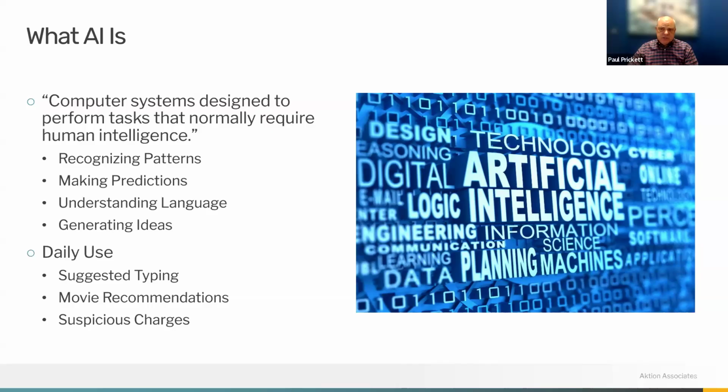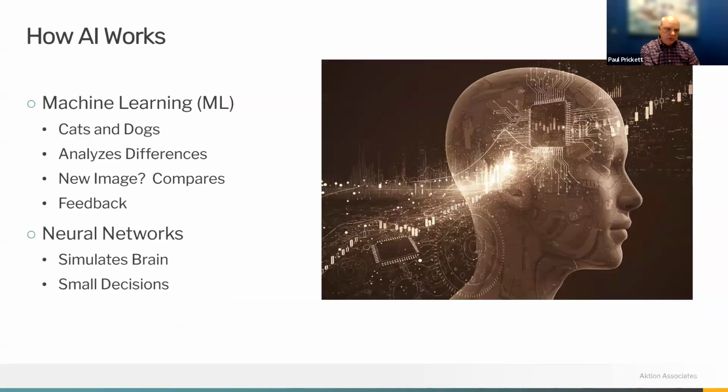And AI is already something that we deal with on a daily basis. As you're typing on your phone or on your computer, you're getting suggested typing. That's AI. You're getting movie recommendations, whether you like them or not, from Netflix or Amazon and other places, and that's AI. If you get a notification from your bank or your credit card that the charges on your account are suspicious, that's an AI system that's actually found those and kicked those out to you. So those are examples of where it's already live and in the works in our world right now.